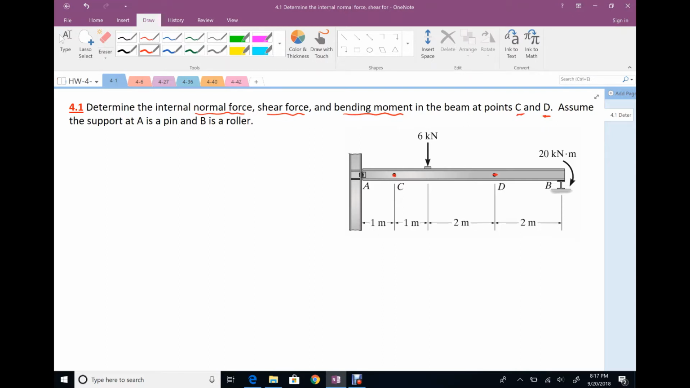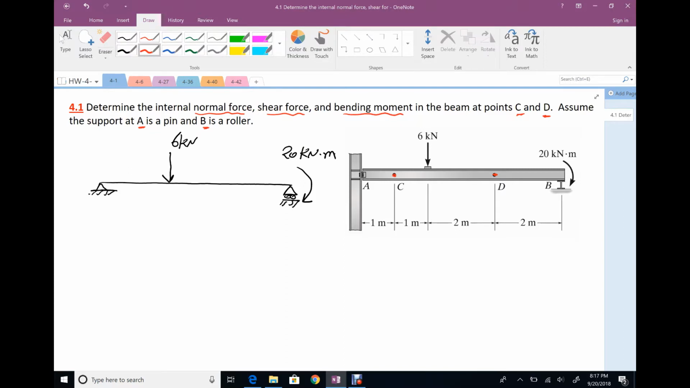Remember, assume support A is pin, support B is roller. So our problem looks like this. This one is roller. That one is hinge. We have one concentrated load here, 6 kilonewton, and concentrated moment 20 kilonewton meter.